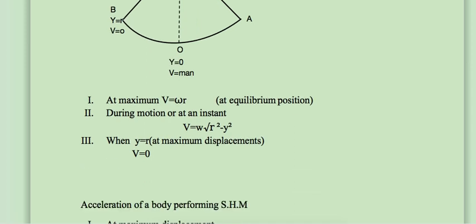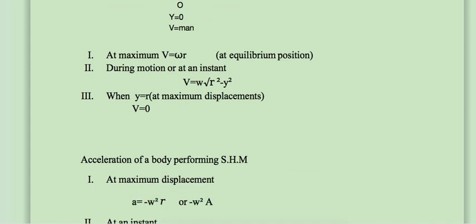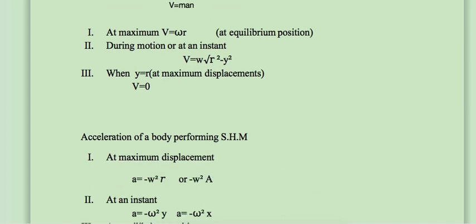Maximum displacement. Then when Y is equal to R, at maximum displacement, V is always equal to 0. So at points B and A there, V will be equal to 0.